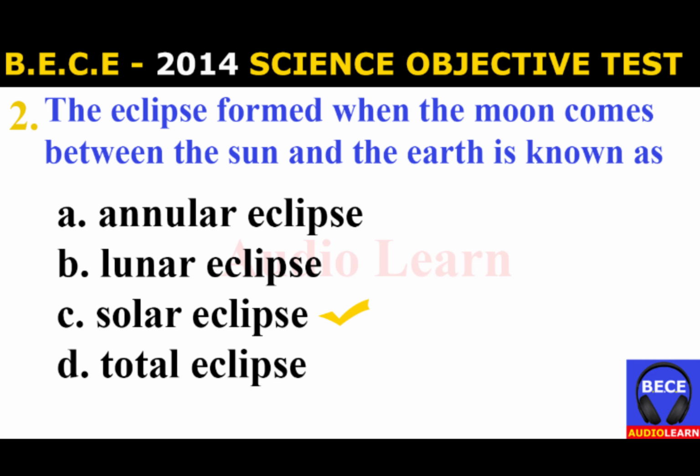Number 2. The eclipse formed when the moon comes between the sun and the earth is known as A. Annular eclipse. B. Lunar eclipse. C. Solar eclipse. D. Total eclipse. And the answer is C. Solar eclipse. The eclipse formed when the moon comes between the sun and the earth is known as solar eclipse.